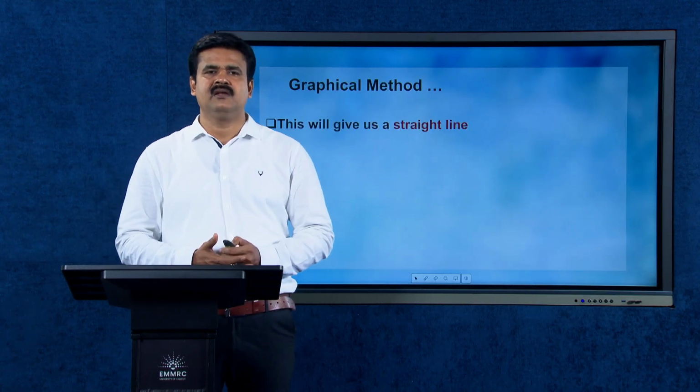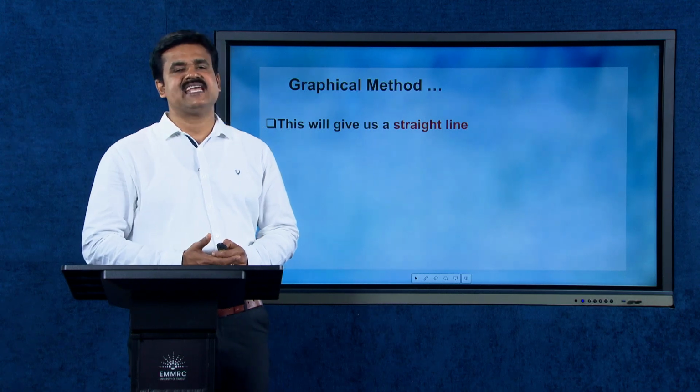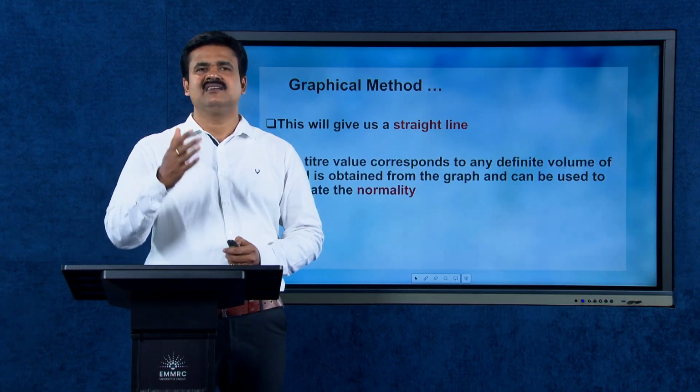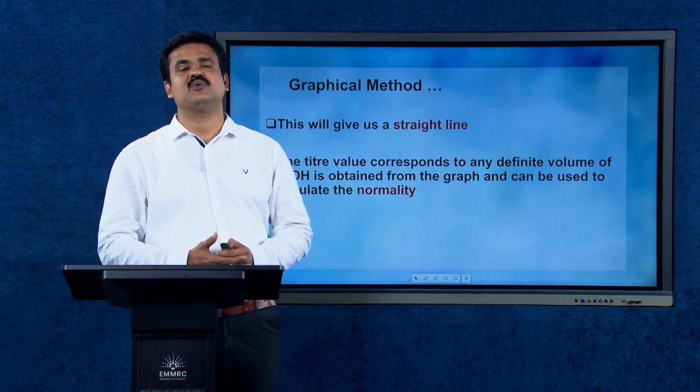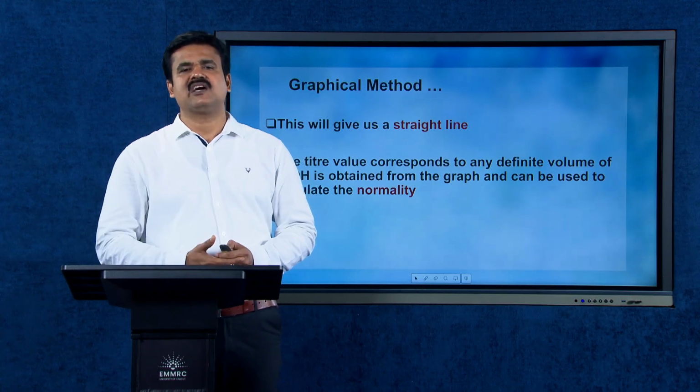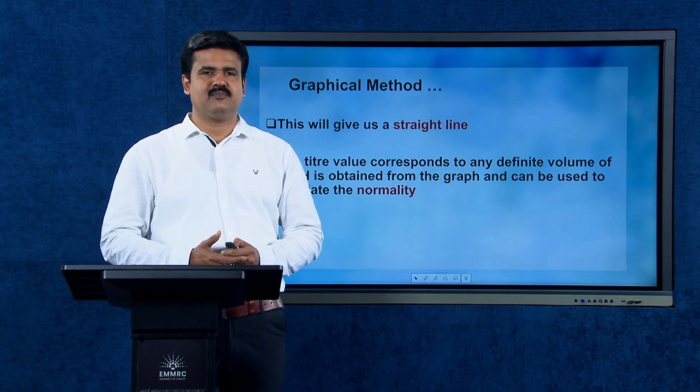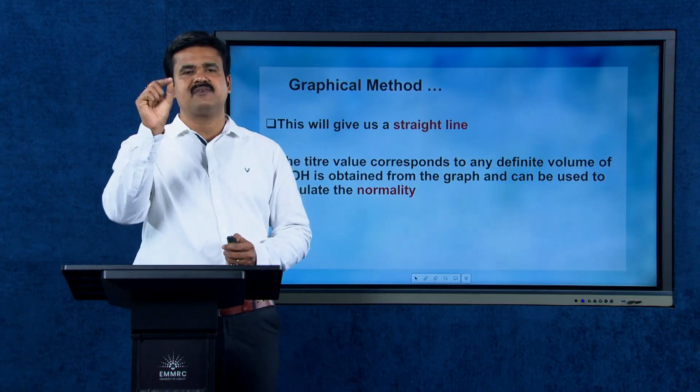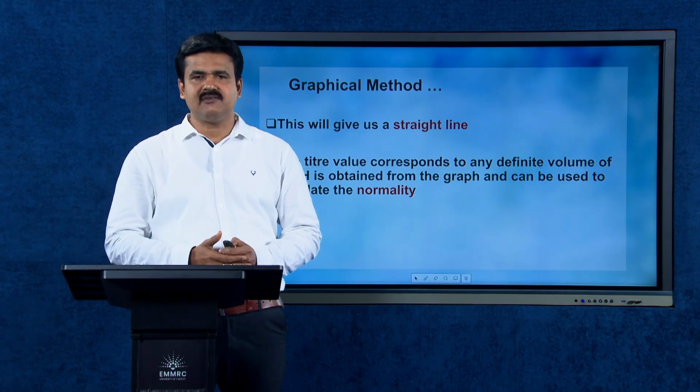This will give us a straight line because the volume of HCl is proportional to volume of NaOH, so you will get a straight line. The titer value corresponding to any definite volume of NaOH is obtained from the corresponding point in the graph and can be used to calculate the normality.